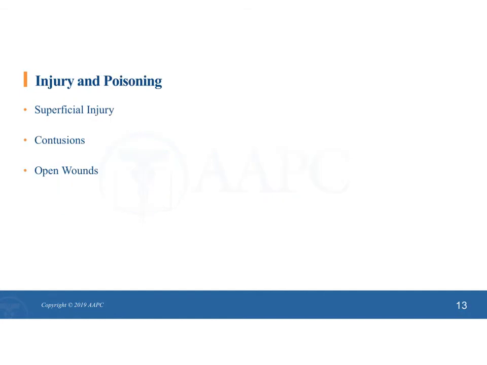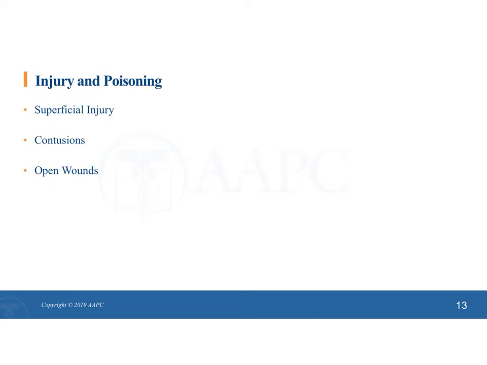ICD-10-CM Chapter 19, Injury, Poisoning, and Certain Other Consequences of External Causes, contains codes for superficial injuries such as abrasions, blisters, and contusions, and open wounds. Open wounds, examples would be laceration, bite, puncture, and these are organized by location on the body. Superficial injuries occur to the outer layers of the skin. This includes abrasions, friction burns, blisters, insect bites, and splinters. Contusions are bruises or hematomas.